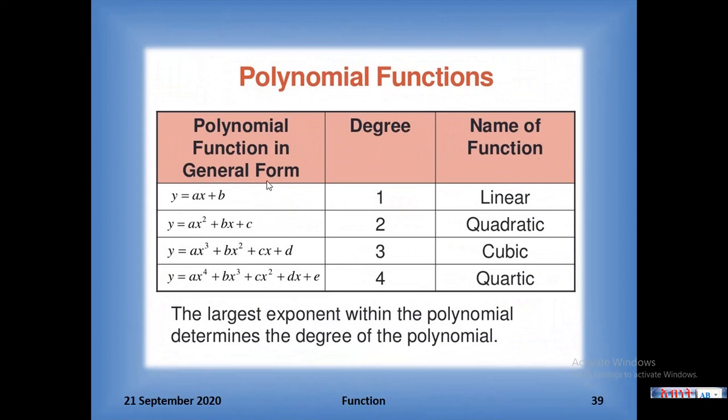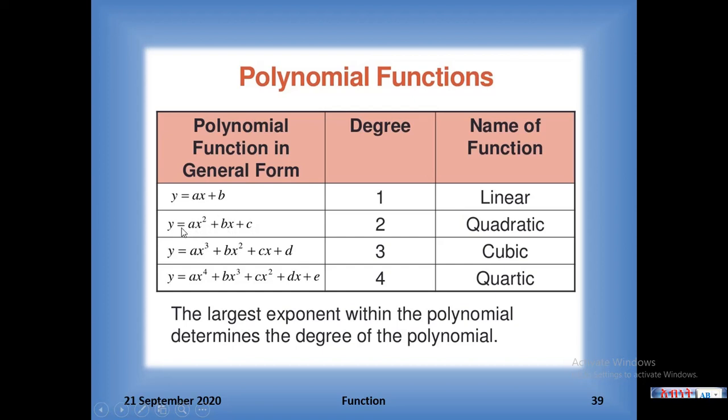For example, let us say y is equal to ax plus b. Here, what is the degree of the polynomial function? 1. What is the coefficient? a. The constant term? b. By the way, this type of function has a special name, which you call linear function. Do you remember this? y is equal to ax squared plus bx plus c. What is the degree? 2. So the leading coefficient is still a. That's why we restrict a to be different from 0.